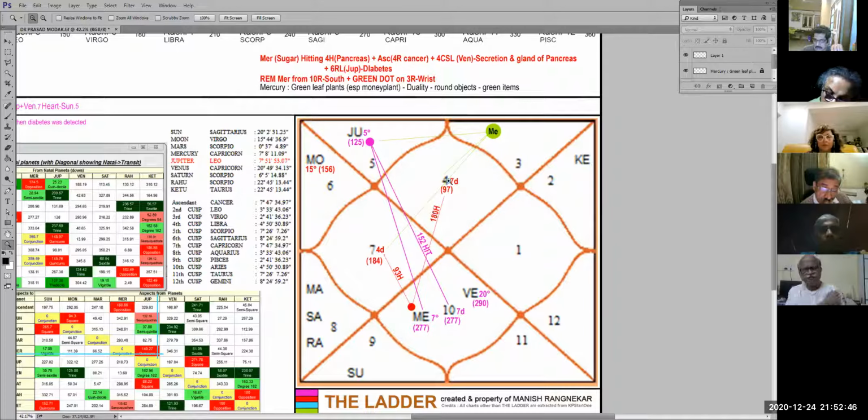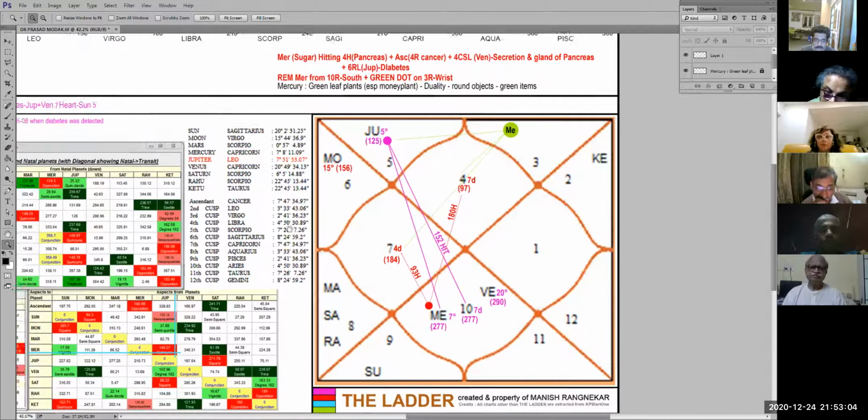The first house is the self, the native himself. So it has hit the native, he is unwell. Plus it has hit the fourth Rashi, Cancer. What is the difference? 180 degrees. Can you see that?